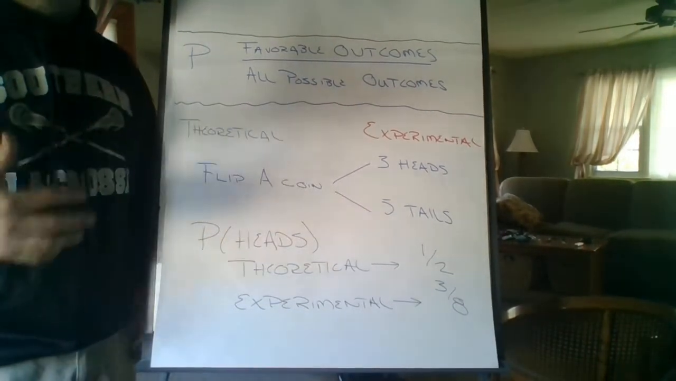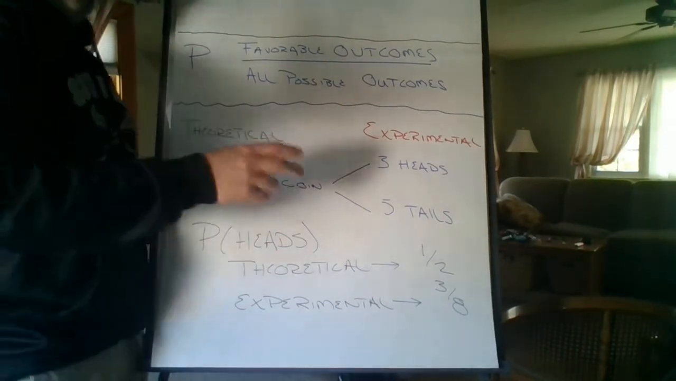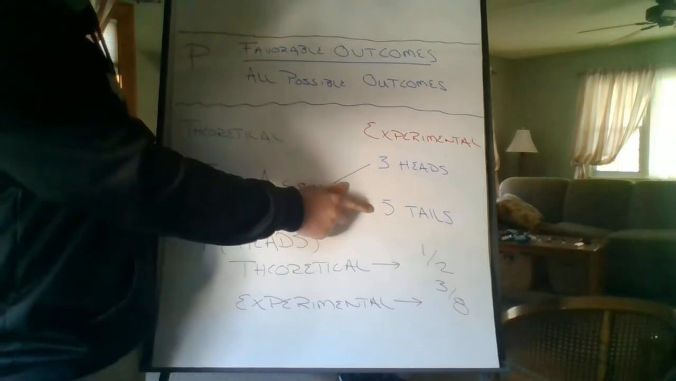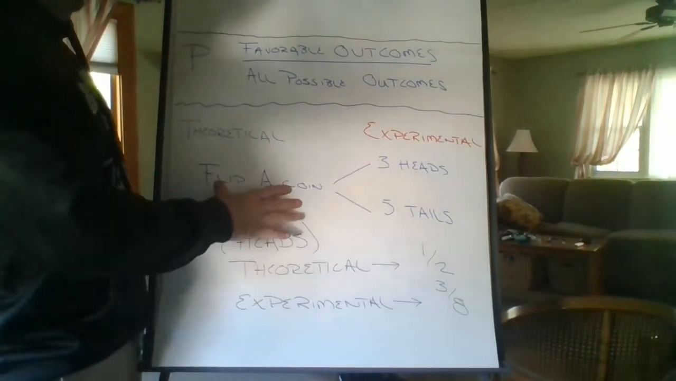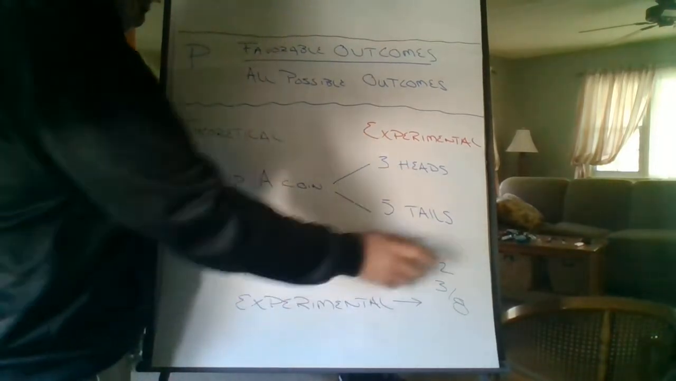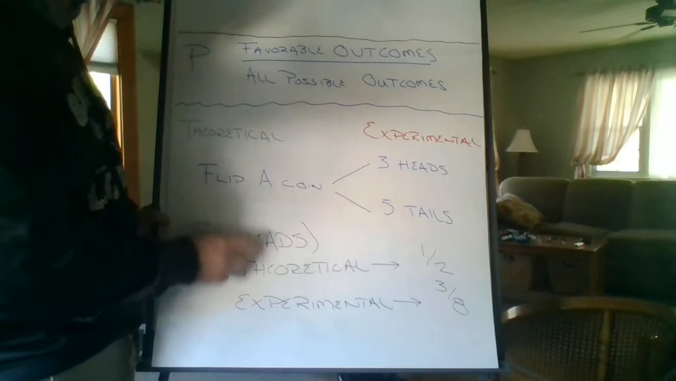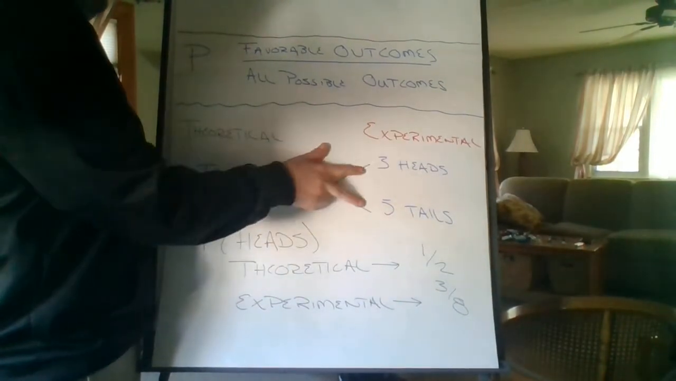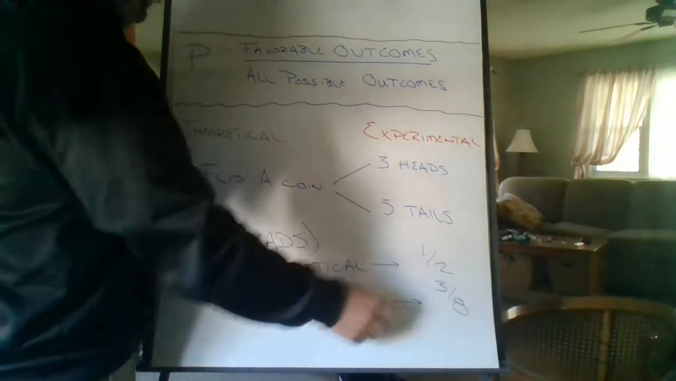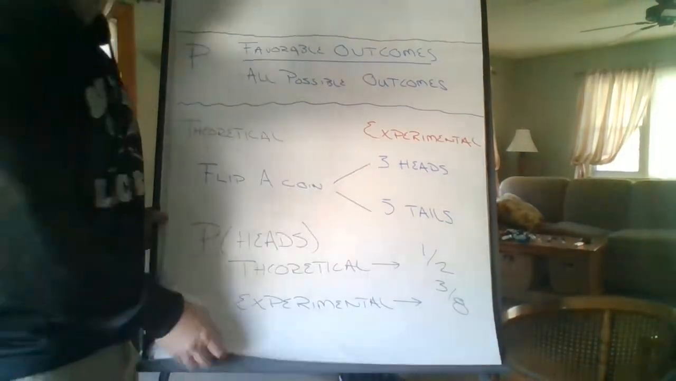Experimental is based upon what you're actually doing. So, for example, if we flip a coin 8 times and we get 3 heads and 5 tails, the probability of getting a heads, if we're doing it theoretically, this is ignored. So that would be 1/2. But experimental is based upon what we do. Since we have 3 heads, and 3 plus 5 is 8, the experimental probability would be 3 out of 8.